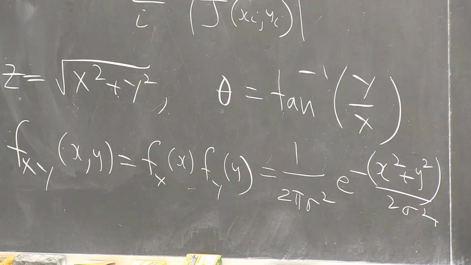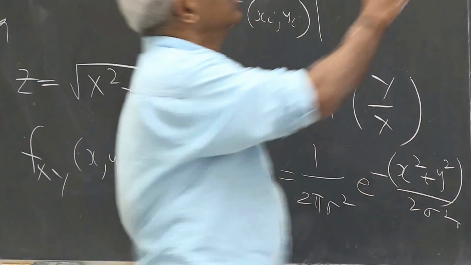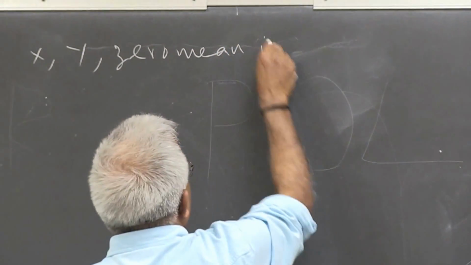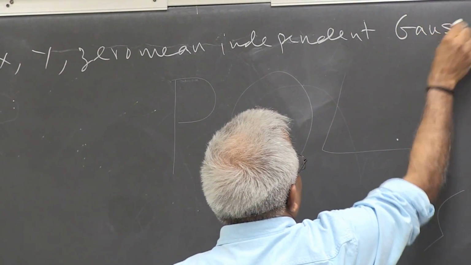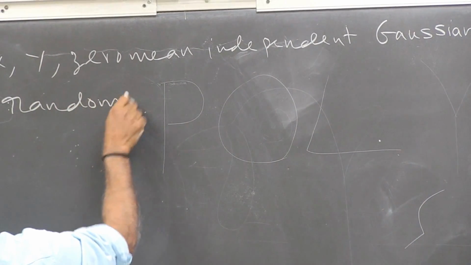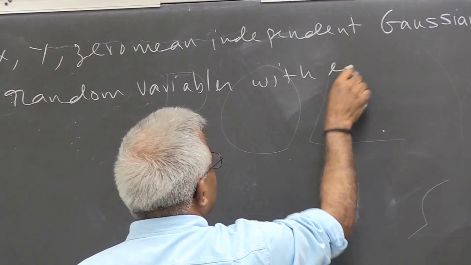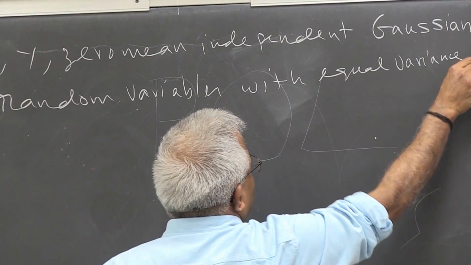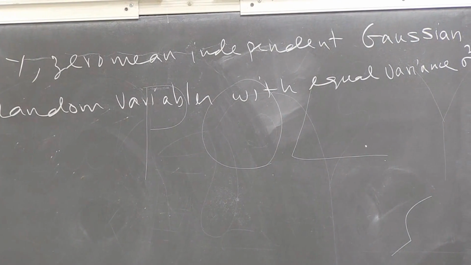So that's where we are going to start. You understand the problem? X, y, zero mean independent Gaussian random variables, or normal random variables, with equal variance sigma squared. So what is this quantity? Anybody remembers what this is?